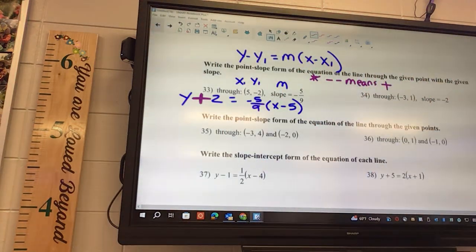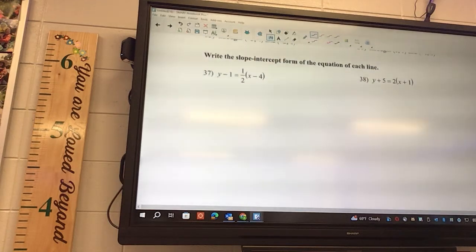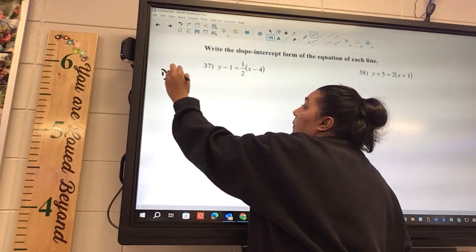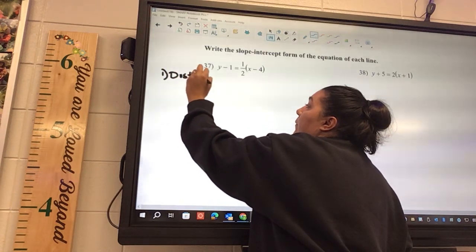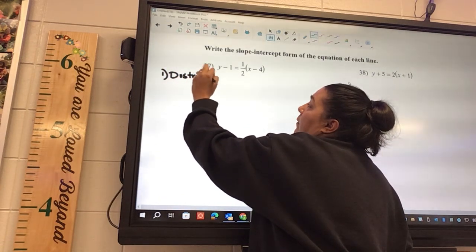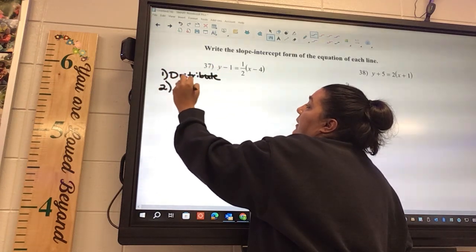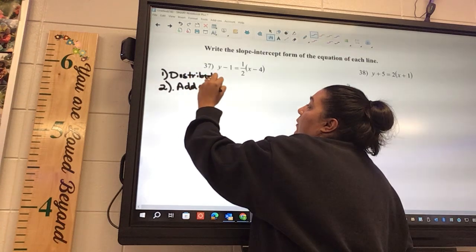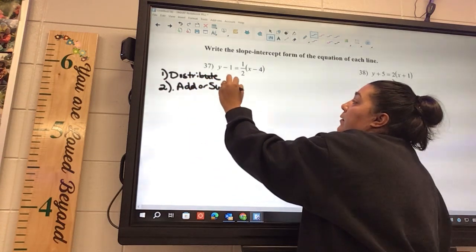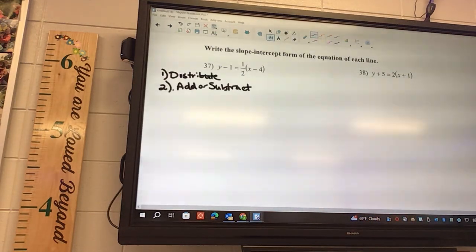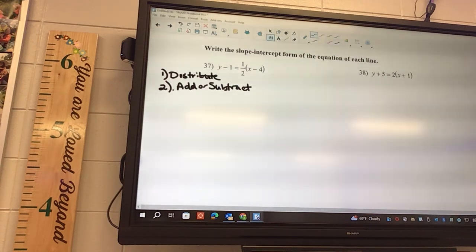And then our very last one says write the slope intercept form. So your first step is going to be to distribute. And then your second step is going to be to either add or subtract. Okay, those are your steps every single time. It's going to be distribute and then either add or subtract.